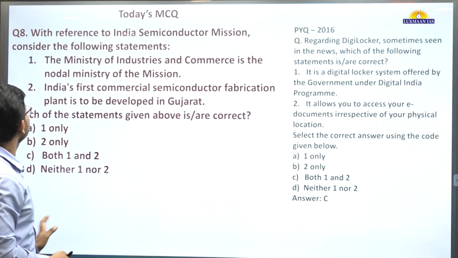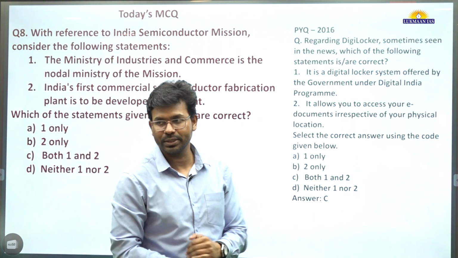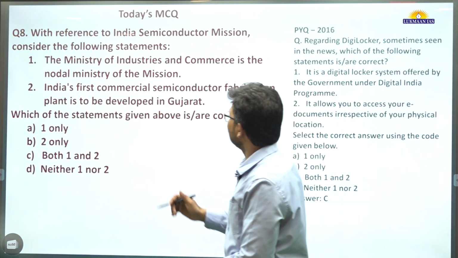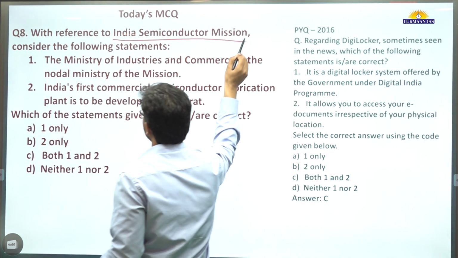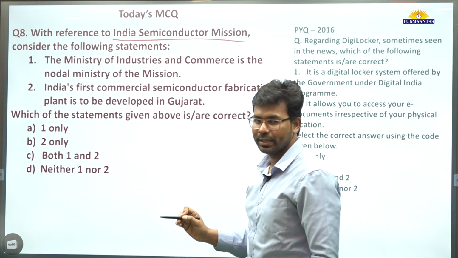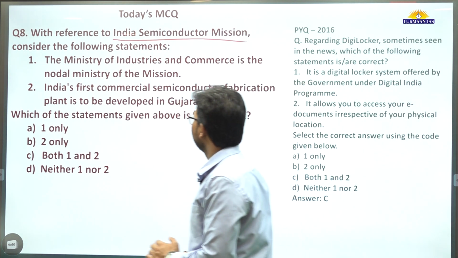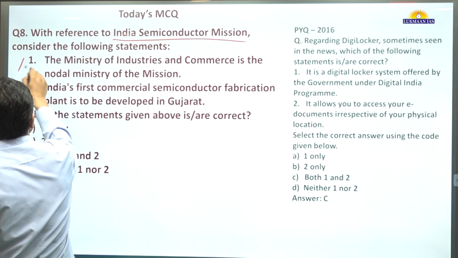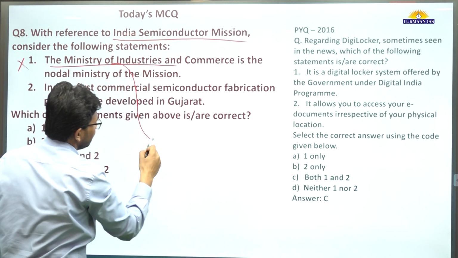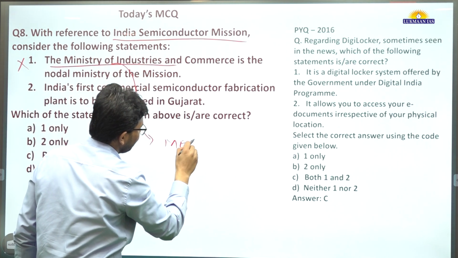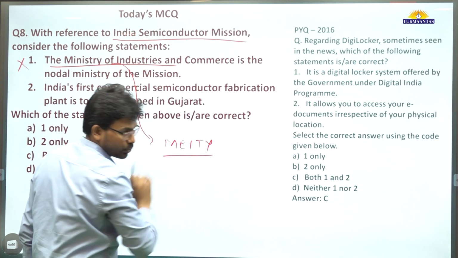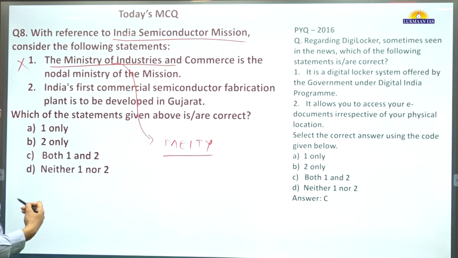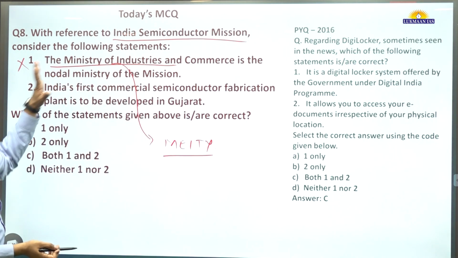Then we have another question, question number 8. This question says, with reference to India Semiconductor Mission, consider the following statements. The Ministry of Industries and Commerce. This statement is wrong because this is the Ministry of Electronics and Information Technology, in short known as MeitY. So this is the nodal ministry for this mission, India Semiconductor Mission.